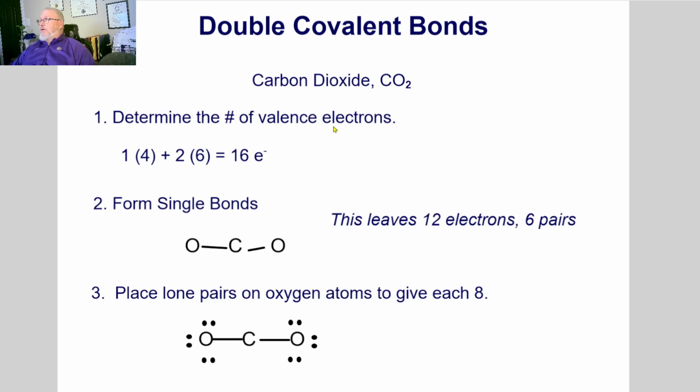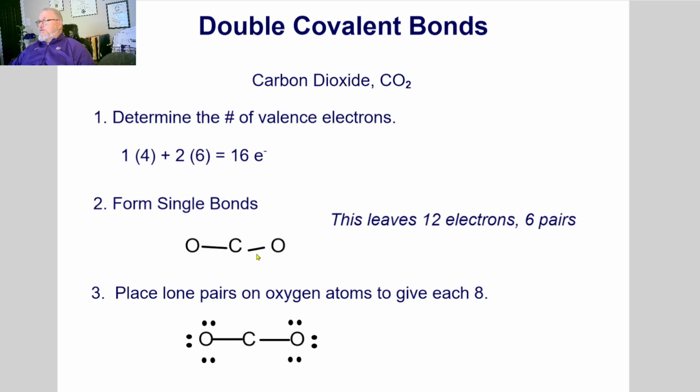First we've got to figure out our valence electrons. All right, carbon dioxide, CO2. Well, I've got one carbon atom, and there's 4 valence electrons for that. Then I have 2 oxygens, and there's 6 in oxygen. So that's 4 plus 12 equals 16 electrons. First I'm going to form my single bonds. I do that with carbon, with a single oxygen-carbon bond right there.